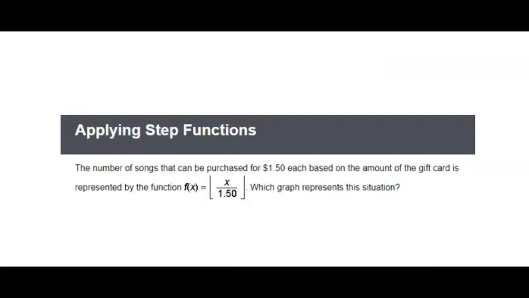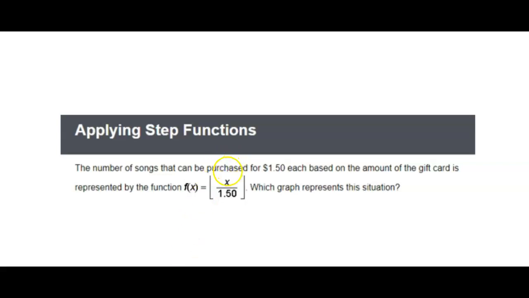Okay, we'll model another real world scenario. The number of songs that can be purchased for $1.50 each is based on the amount that's on your gift card. It's represented by the function the greatest integer of x over 150. Which graph represents this situation?